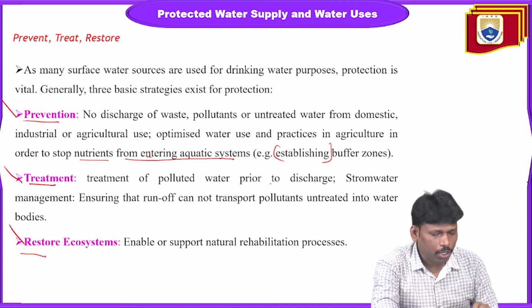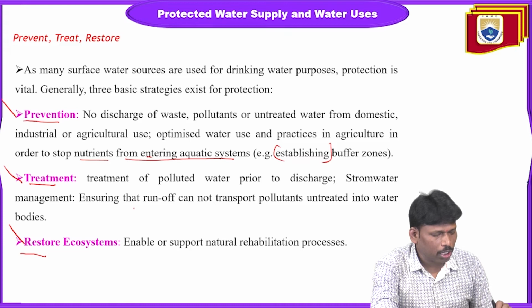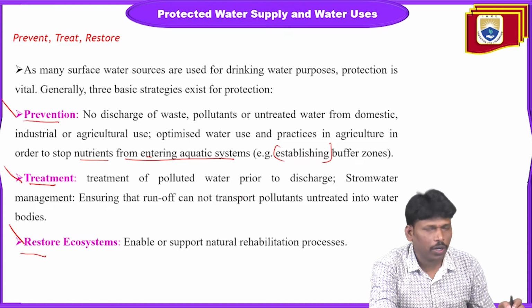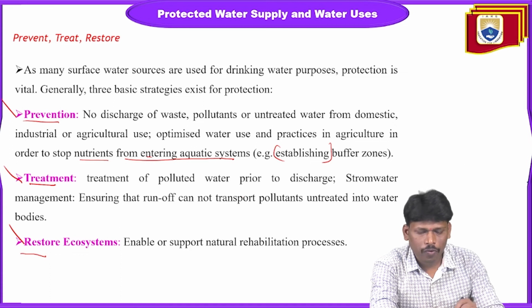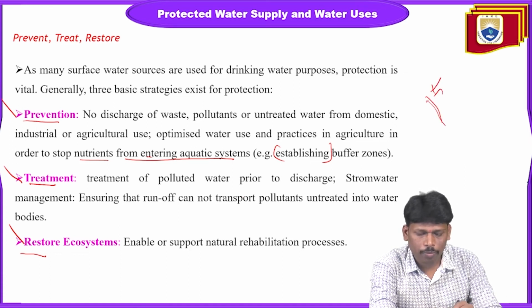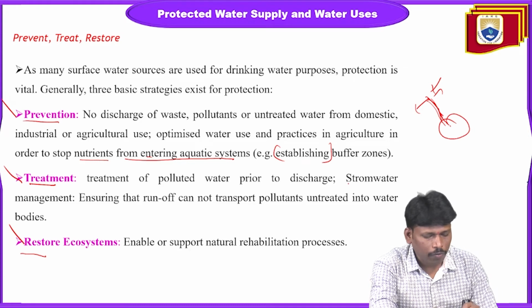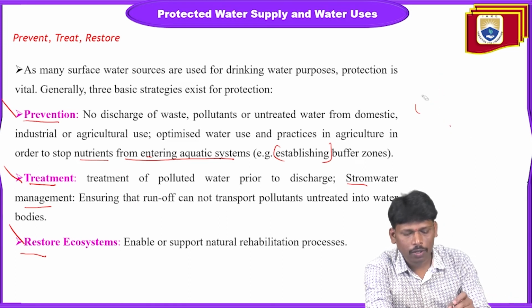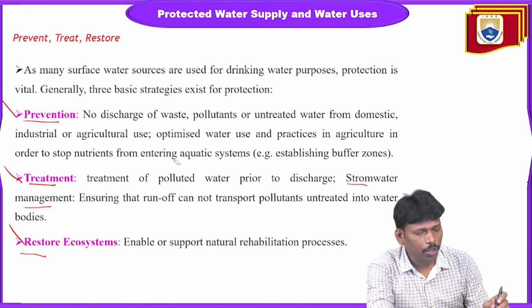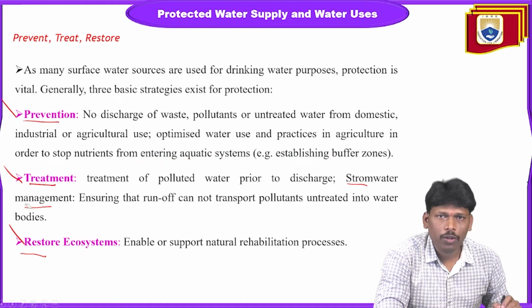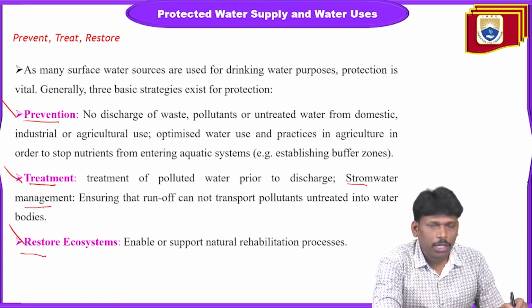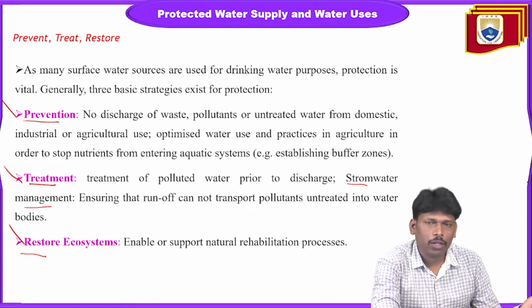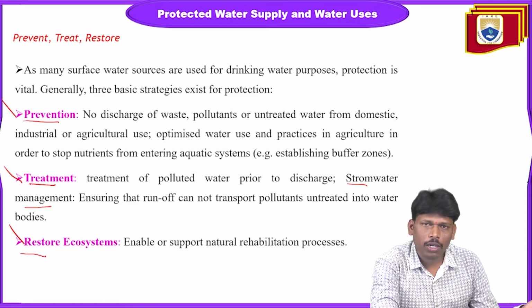Here, treatment: the treatment of polluted water prior to discharge, and stormwater management, ensuring that runoff cannot transport pollutants untreated into the water. Once rainfall occurs, after some time the water starts to run off, and sometimes it may be polluted. For that we need stormwater management, because chemically contaminated water and rainwater are not equally polluted. So we need a proper management system to separate the used wastewater, domestic water and industrial water from the storm water.